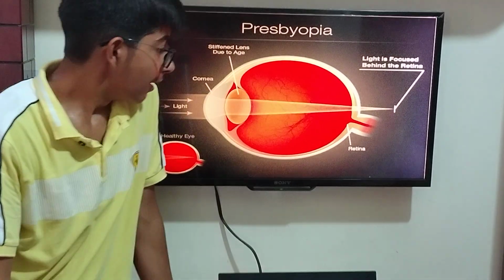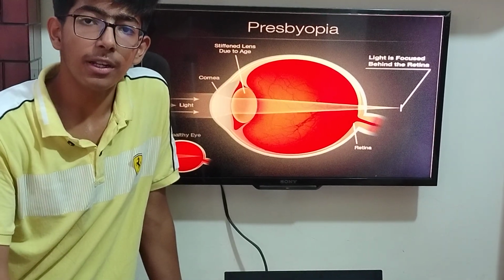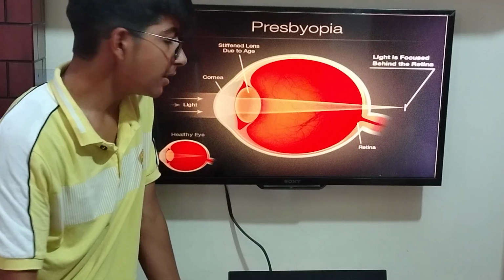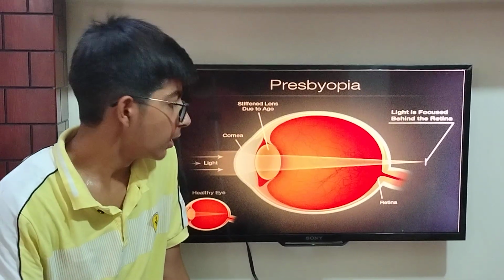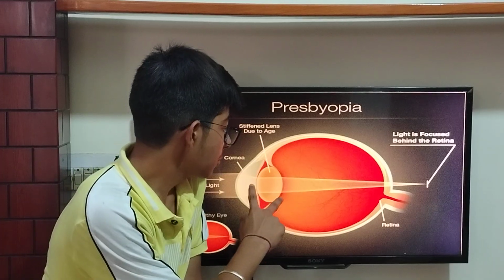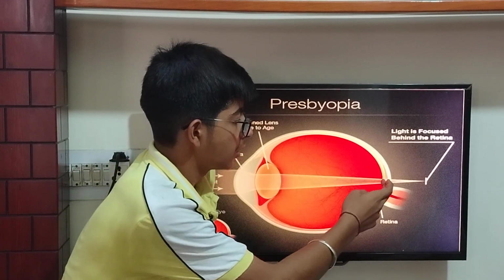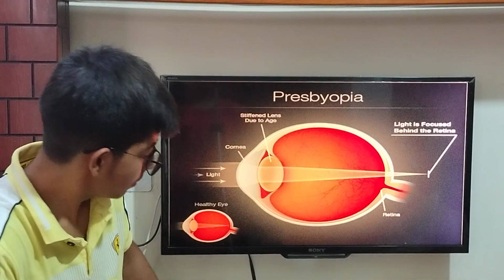When we become old, then the ciliary muscles weaken and the stretchability of the lens also decreases. So the lens can't stretch to that level. So we can't see the objects which are nearby to us, and the lens doesn't become thick enough to see the nearby objects and converge the light on the retina. That's why this happens in old age.